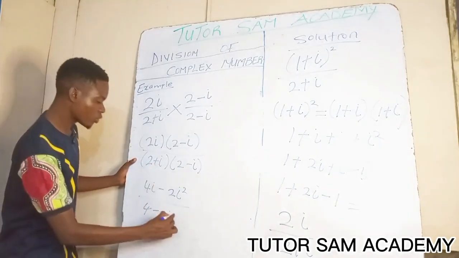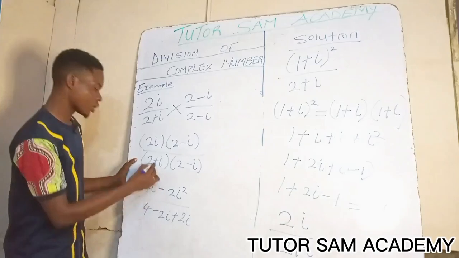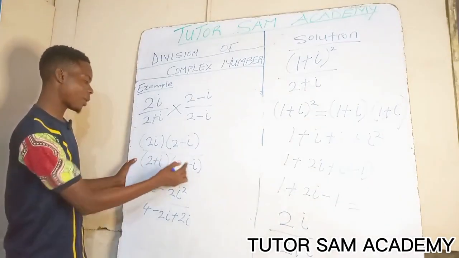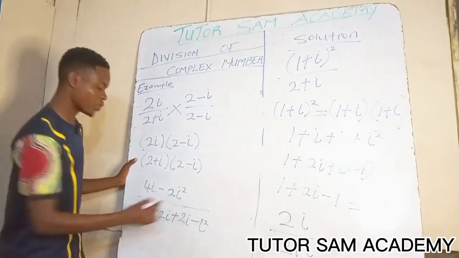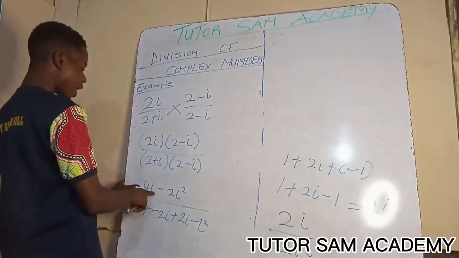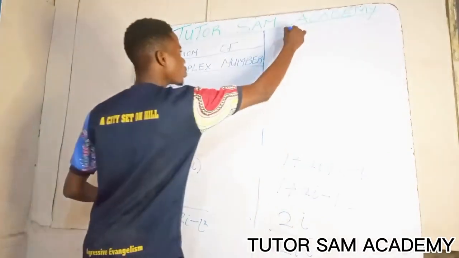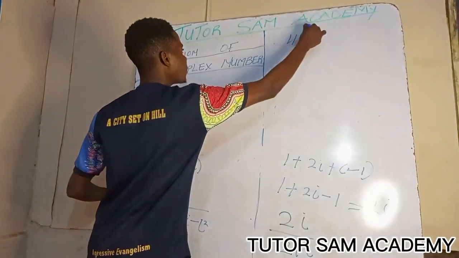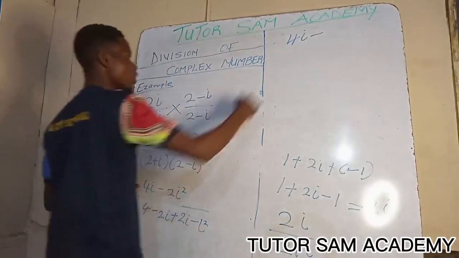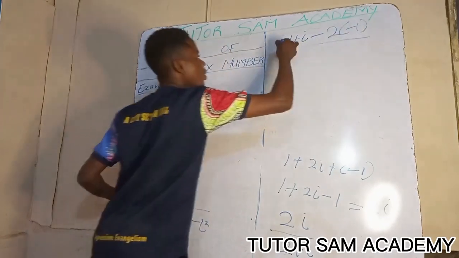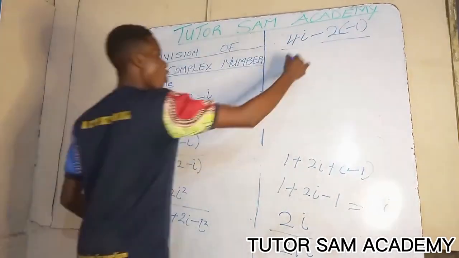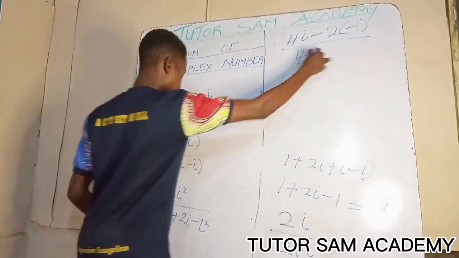I multiplied by 2 gives us plus 2i. Then this multiplied by this will give us what? Minus i squared. I believe we are following, right? So this is 4i minus 2i squared. So it will be 4i minus 2 into i squared, which is minus 1. So for this, I can have 4 minus what?